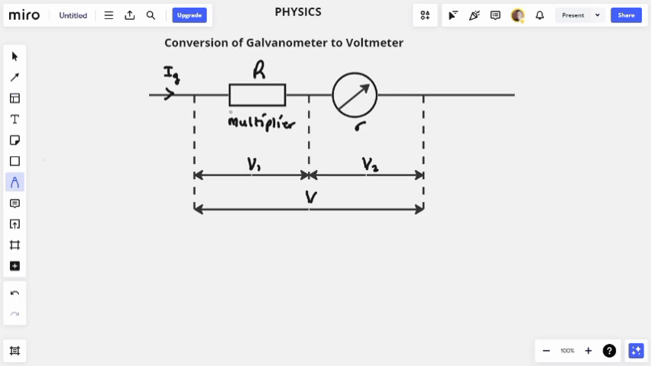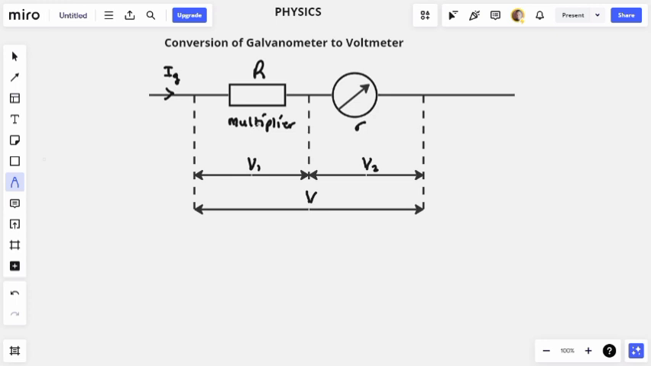A multiplier is a resistor connected in series with a device. So this resistor R here is connected in series to this galvanometer. Take note that this dotted line is not part of the circuit. We're just using it to indicate the voltage terminals of the resistor, the galvanometer, and the total. So this is a series connection. This resistor is connected in series with the galvanometer, which can also be called a multiplier.